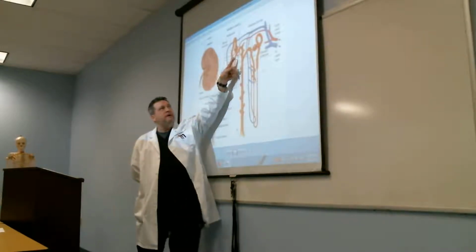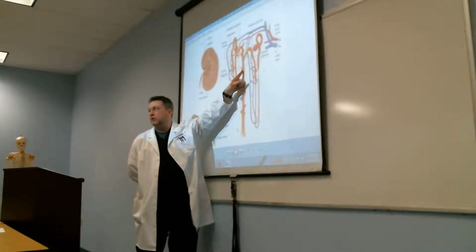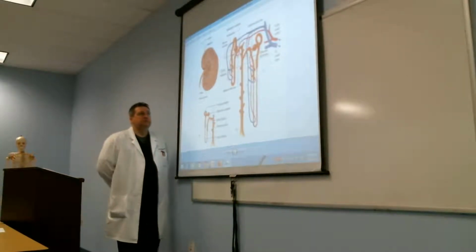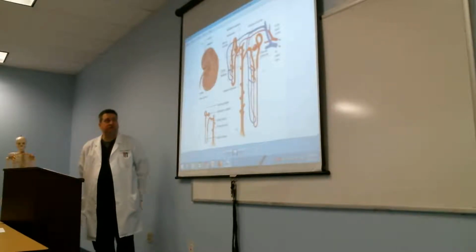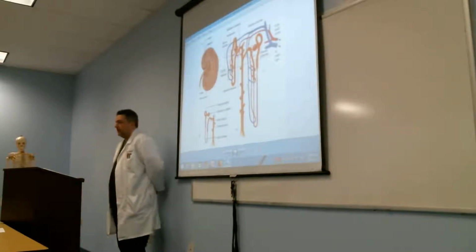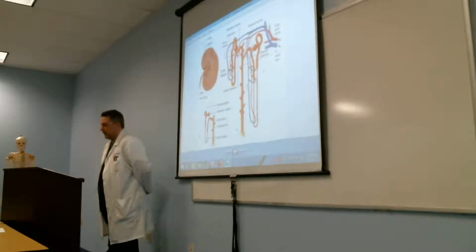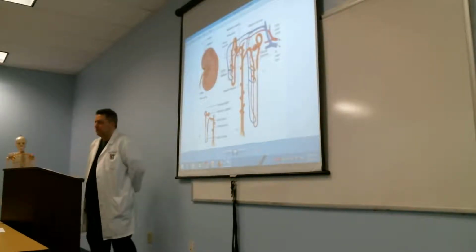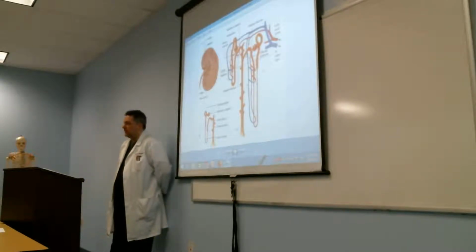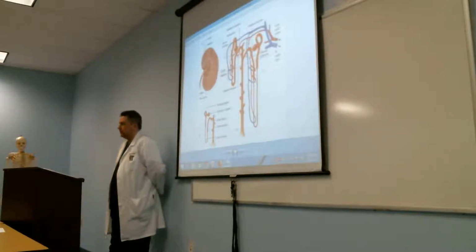Once that filtrate makes it to the collecting duct, we can no longer reabsorb anything. So now we can call that urine, because that's what's going to drain eventually into the urinary bladder and then out to the world. The distal convoluted tubules of many nephrons empty into the collecting duct. At this point, we call the fluid urine.